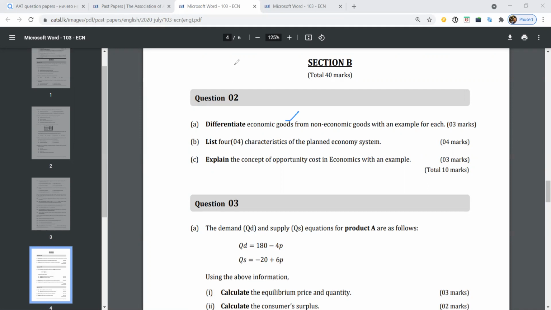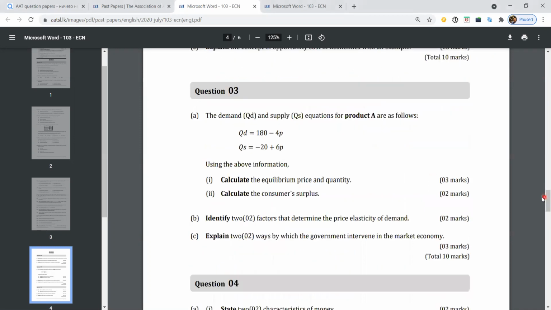Next we have a question, question 3. As usual, we are supposed to calculate equilibrium price and quantity. Minus 20.